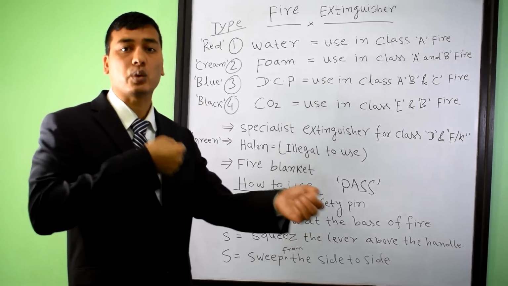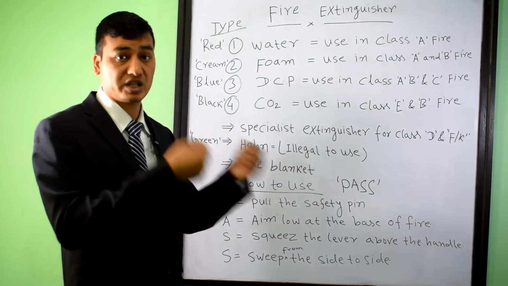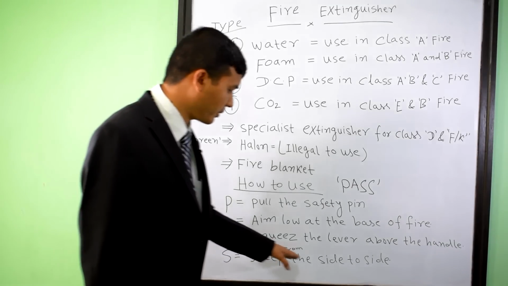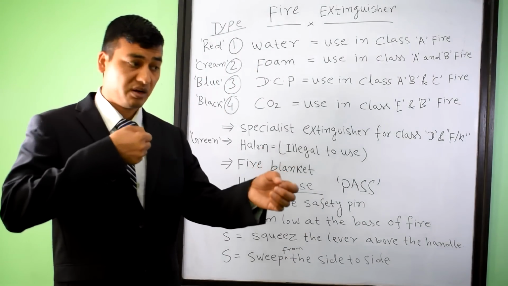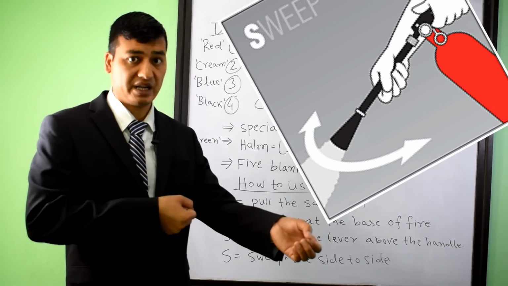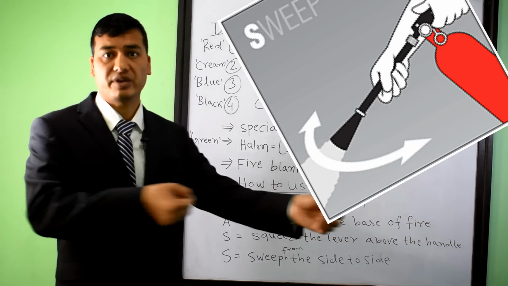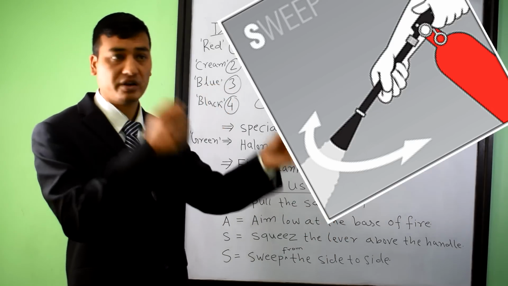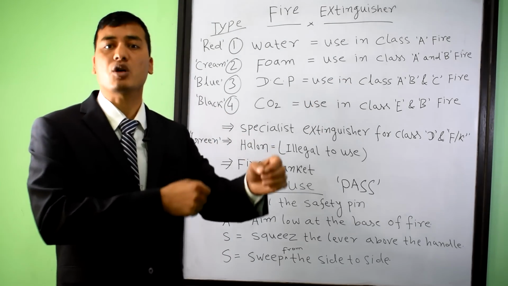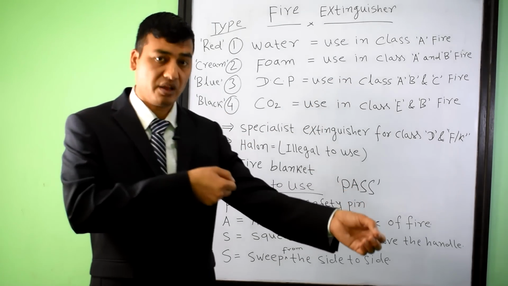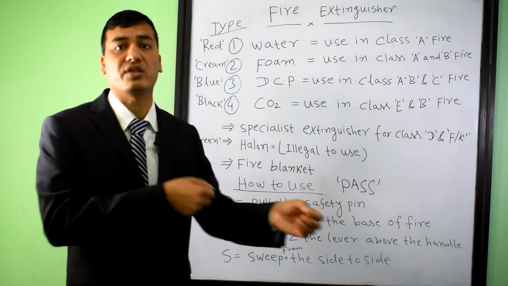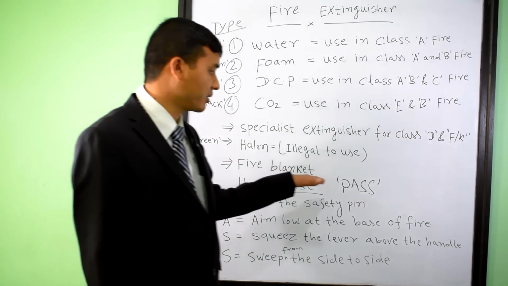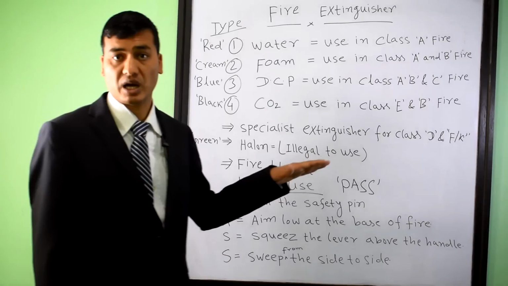When you squeeze, it will release the contents of the extinguisher. Then, S, at last sweep from side to side. When the contents of the extinguisher are releasing, at that time you have to sweep side by side. But you should not sweep at the flame or on the smoke. You have to sweep at the base of the fire, the source of the fire. We can use the fire extinguisher by the PASS formula or method.